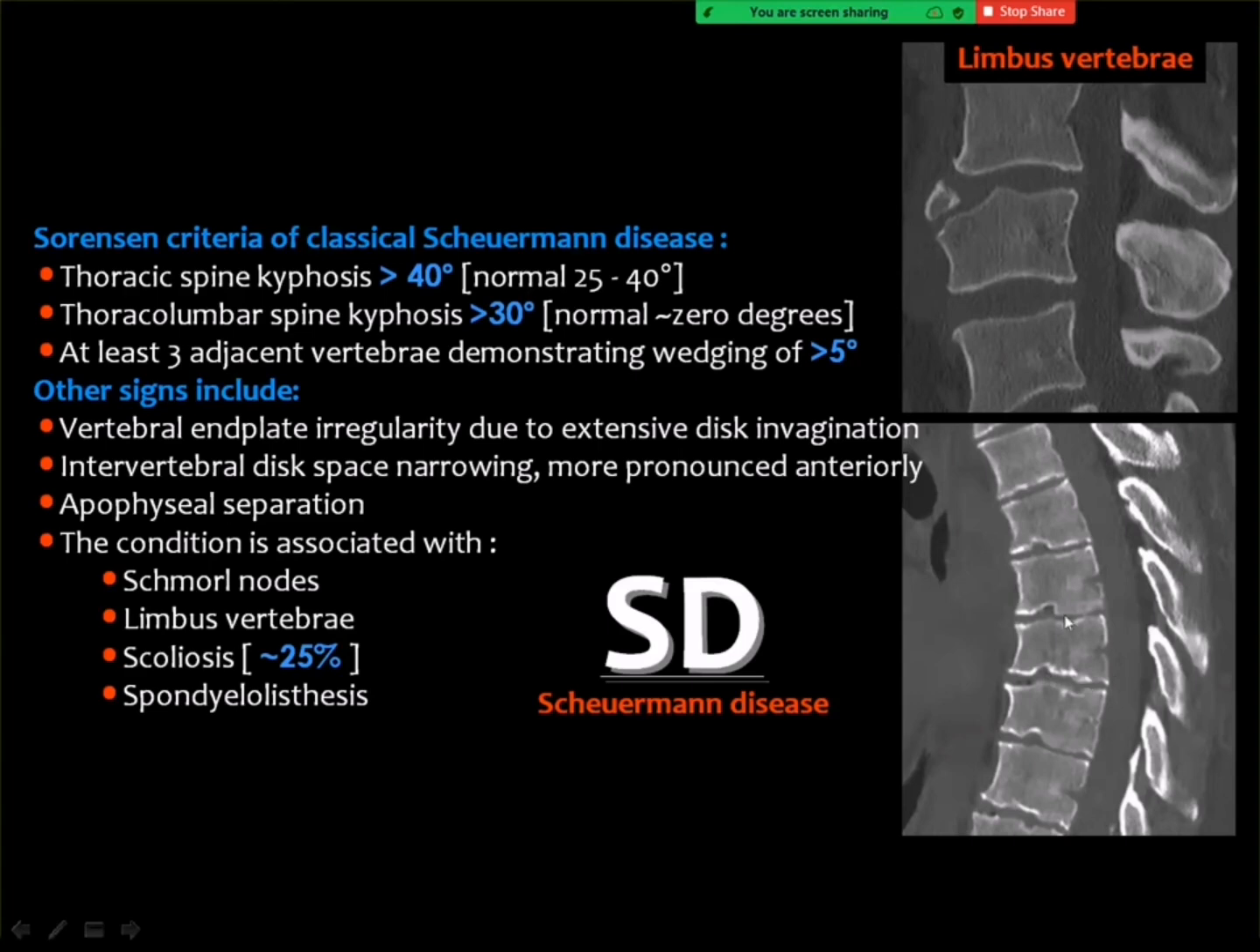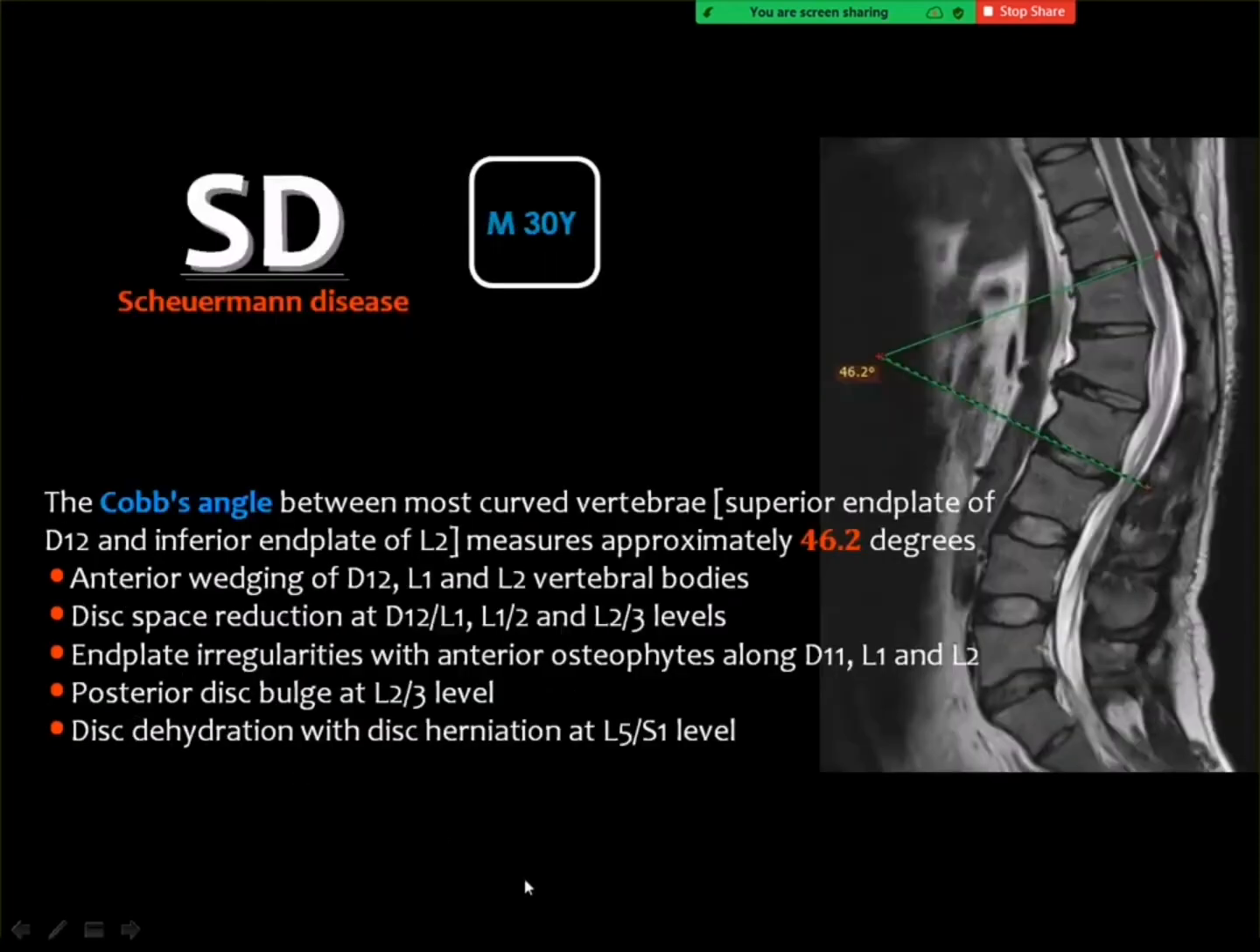Intervertebral disc space narrowing, of course, you can appreciate, and apophyseal separation. The condition is associated with Schmorl's nodes, limbus vertebra, which means that the accessory ossification center is not united with the vertebral body. Sometimes scoliosis, sometimes spondylolisthesis.